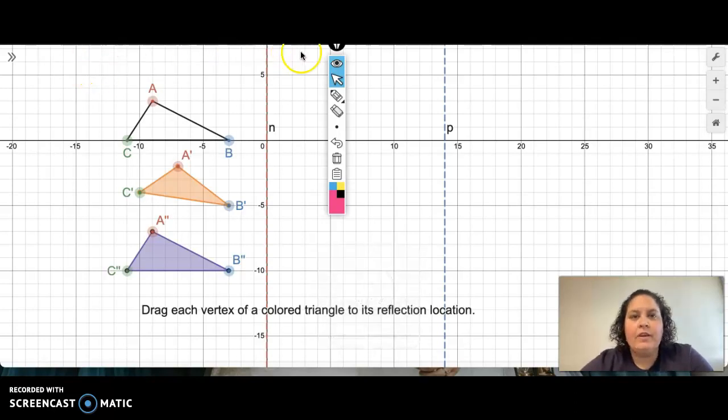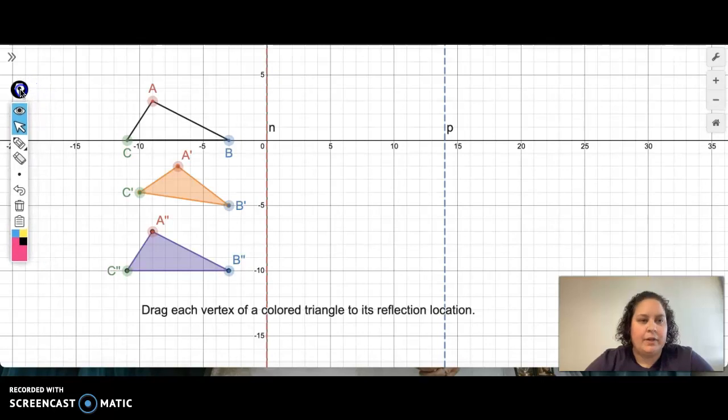Alright, so we are going to do two parts today in this video. One, we're going to review reflection a little bit, and two, we are going to look at another rigid transformation called translation. So I just have a little Desmos screen up here, just pulled up because it has these triangles that we can move around and manipulate.